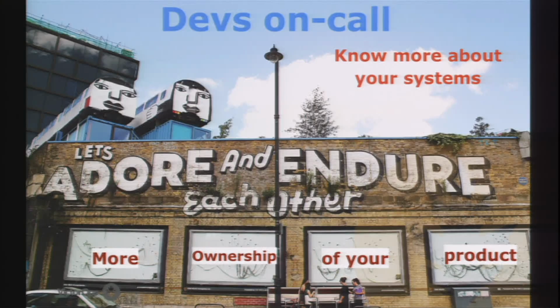Also, if you're a dev and you're on call, people are reporting that they know a lot more about their systems now. They're better with their product. When you own your product, it gives you the ability to be better. Now you know that you can't just throw it over the fence to the ops, because if you do that, it's not going to work.